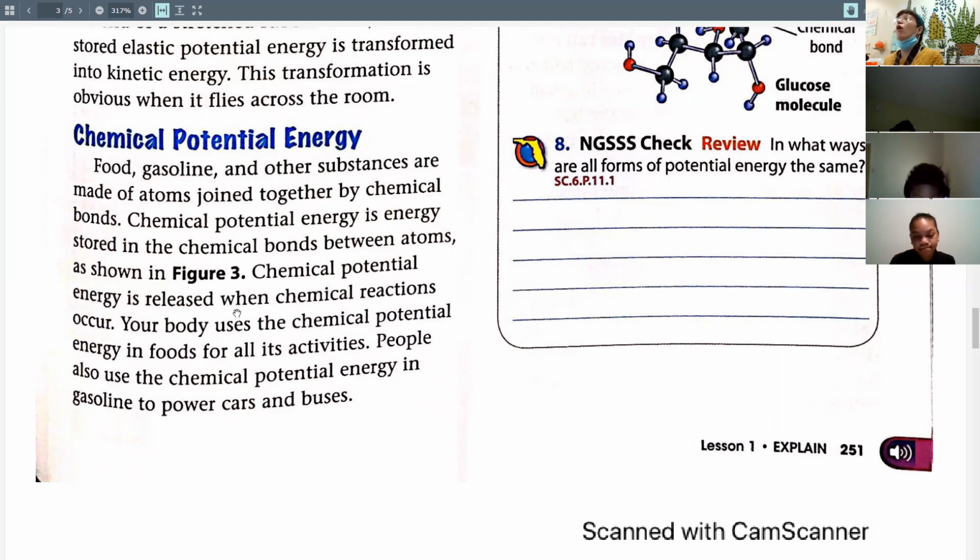So from here forth, you must ask for chemical potential energy. Can I please have some chemical potential energy, please? If you don't ask for it right, you don't get it. Don't forget it.